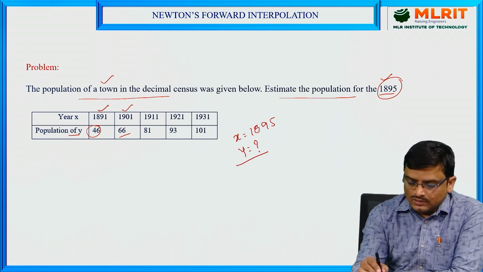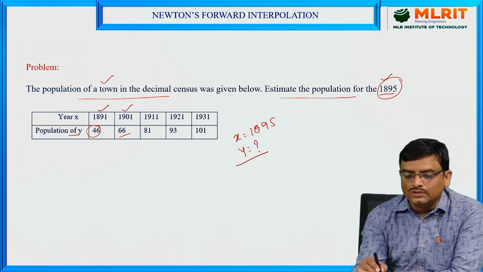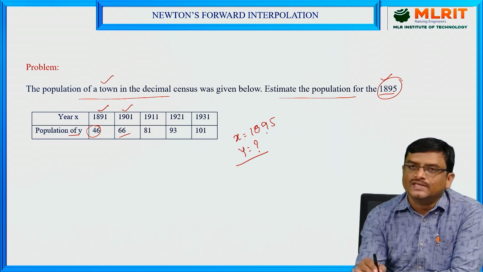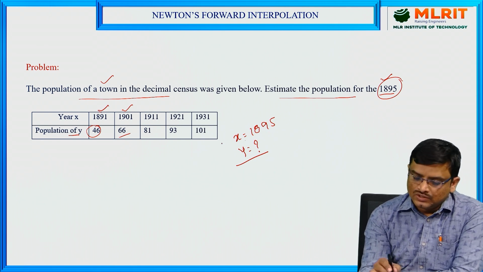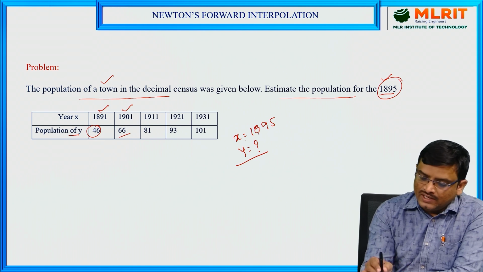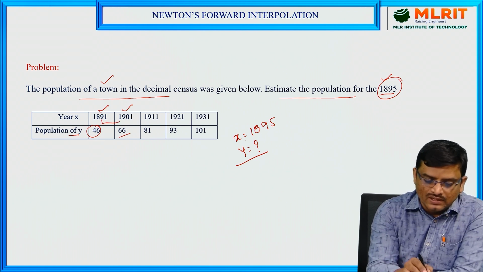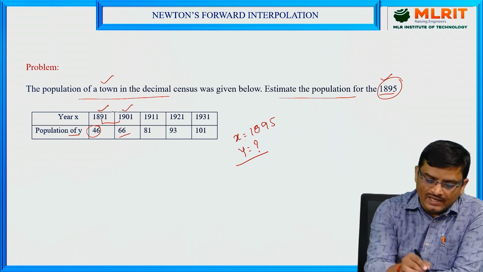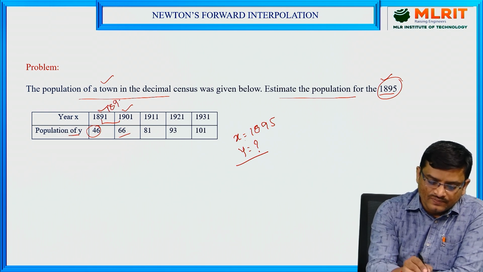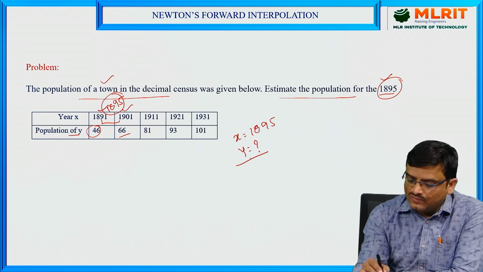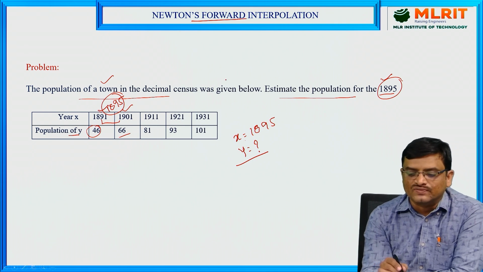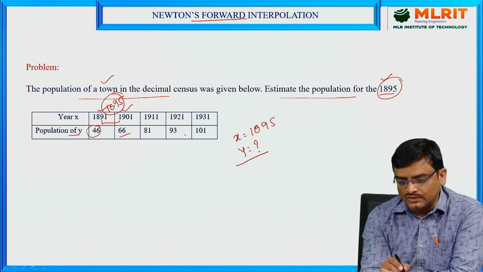Now here, I want to check whether this x equal to 1895 lies at the beginning of the table or not. If you observe, 1895 lies between 1891 and 1901. So since 1895 lies at the beginning of the table, if you want to find the value of y at x equal to 1895, then we can use the concept of Newton's forward interpolation.